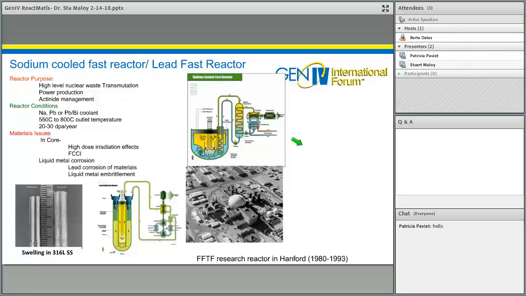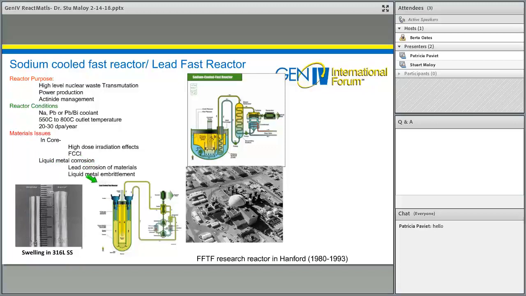So what are the different fast reactor concepts? I've put these two together, the sodium-cooled fast reactor and the lead fast reactor. In both cases, one of the purposes is high-level nuclear waste transmutation and increased power production, as well as actinide management. The coolant can either be sodium, pure lead, or lead bismuth. With the pure lead concept, the outlet temperature is going to be higher, up to even 800 degrees C, whereas with the sodium or lead bismuth concepts, the outlet temperature is about 550 degrees C. Because it's a fast reactor, the total dose can build up at about 20 to 30 dpa per year, and that leads to high dose radiation effects in core, as well as, especially in the lead case, liquid metal or lead corrosion of materials.